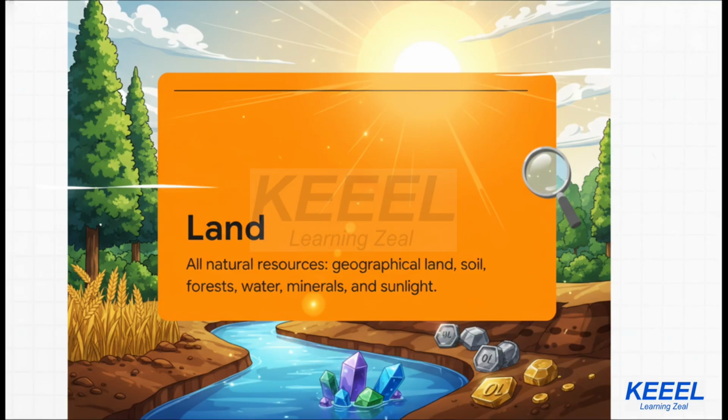Now, when an economist talks about land, they mean so much more than just a plot of ground. It's really a catch-all term for all the gifts of nature. Think of it as every natural resource we use. That includes the fertile soil for farming, the forests that give us timber, the water in our rivers, the minerals and oil deep underground, even the air we breathe and the sunlight that powers all of life. These are the raw materials the planet provides.